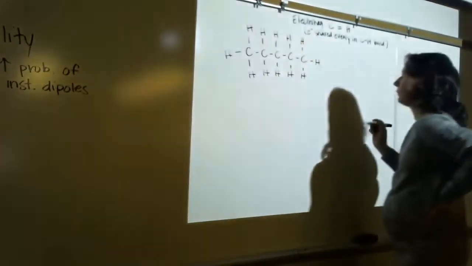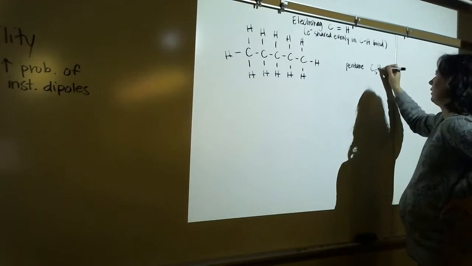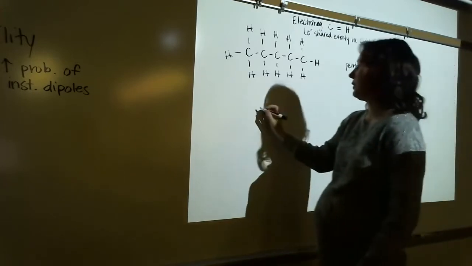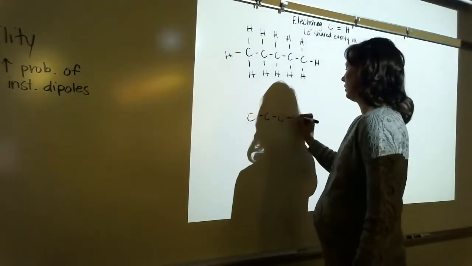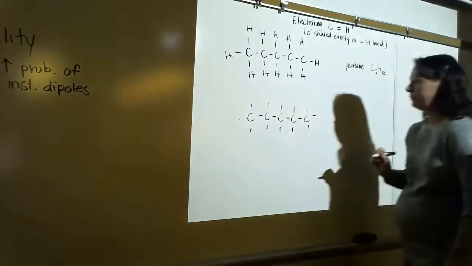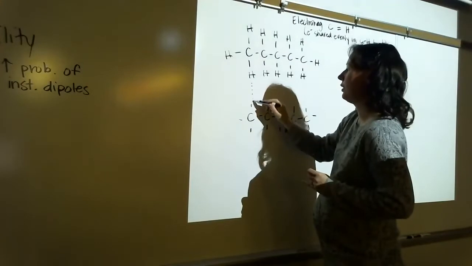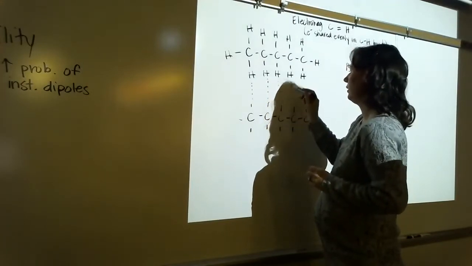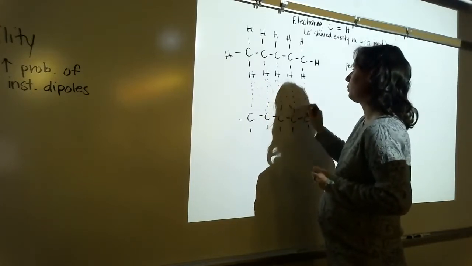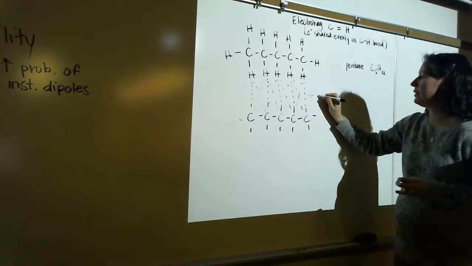That's a 5-carbon chain. That's pentane, C5H12. Now let's pretend that there's another one underneath. I'm not going to draw the hydrogens this time because I'm lazy. You can just fill it in with your imagination. If these two are near each other, you can have instantaneous dipoles here, and here, and here, here, and here, right? If these are in close proximity to each other, you have a lot of opportunity for those instantaneous dipoles.